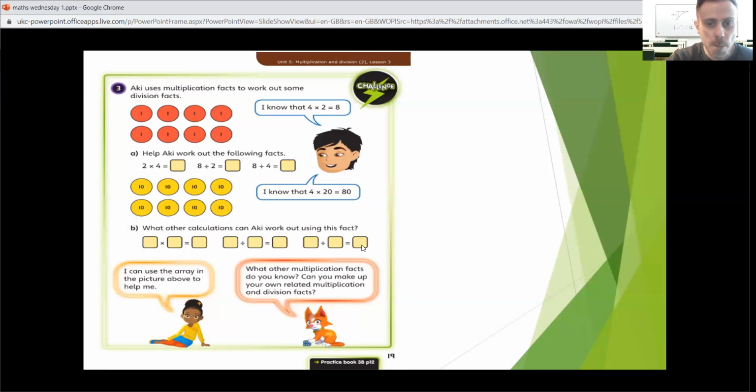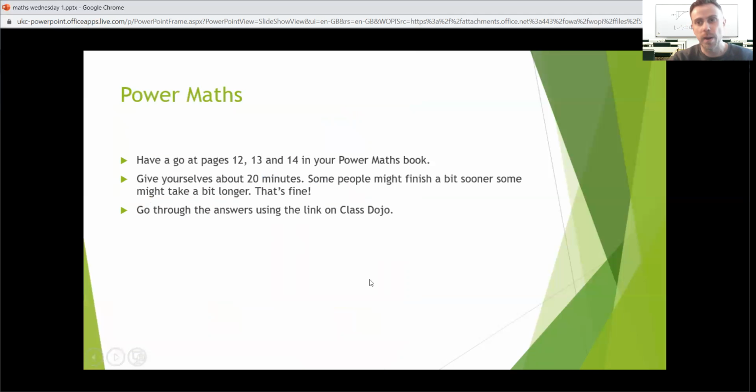Hopefully you did all right with that one. Extra little challenge for you there. Brilliant. Next, we are going to move on to our Power Maths book.